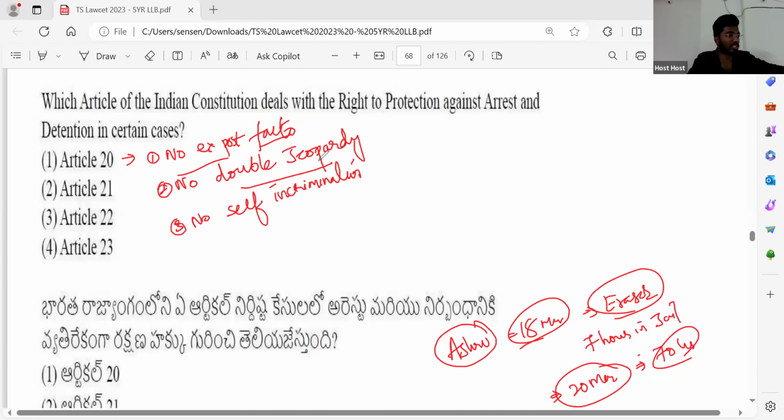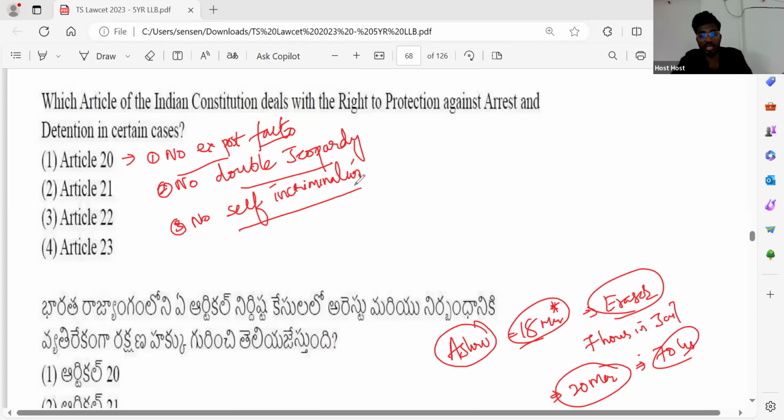Second one is no double jeopardy. No double jeopardy is no double punishment for the same offense. Now you have taken away the eraser on 18th March. For the same offense, they have kept you in jail for 7 hours. Again, they cannot keep you in jail for 7 hours. So that is no double jeopardy.